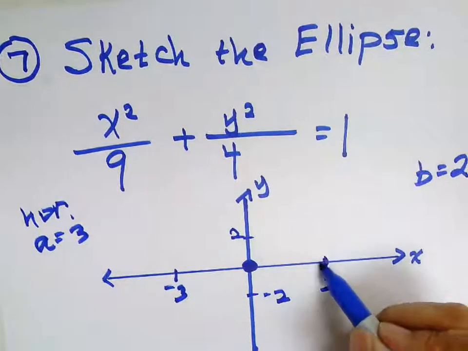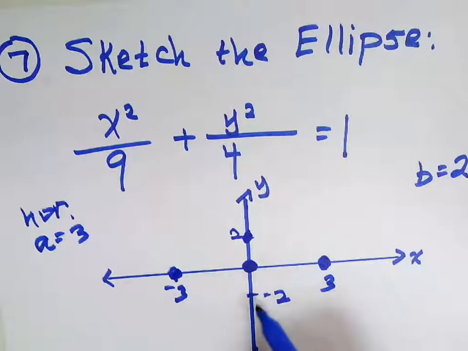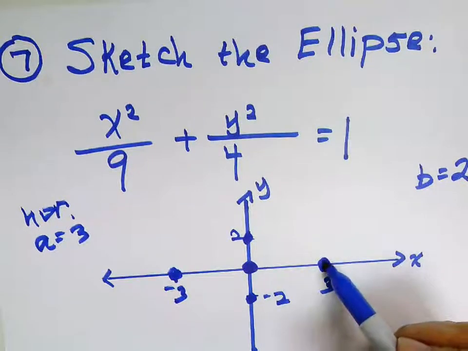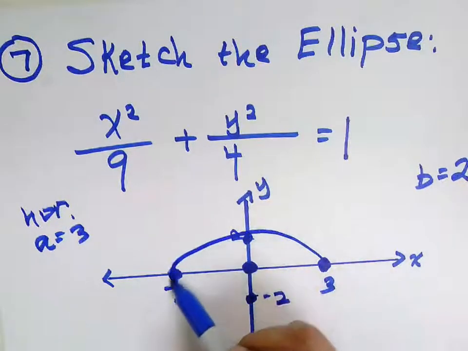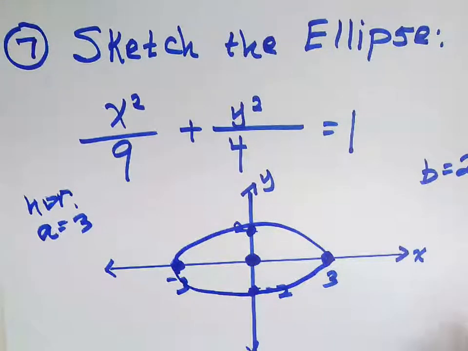Then what I'm going to do is put a little closed dot on the outside, moving from the center. And then I'm going to do a dot to dot. See, I'm going to make my oval shape. And this is the sketch of our ellipse.